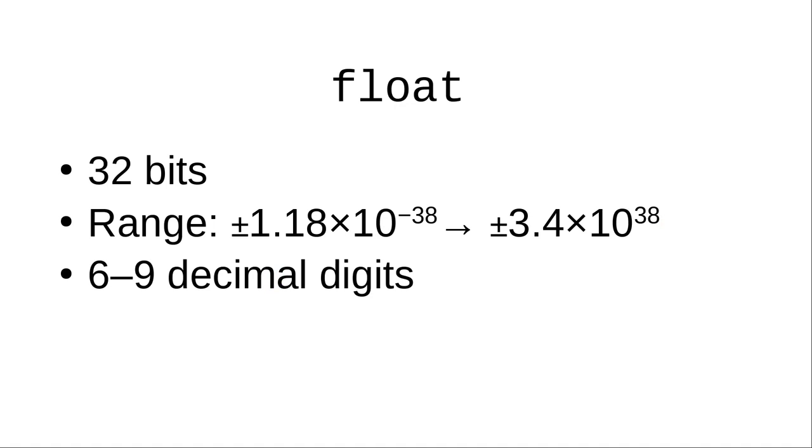In many programming languages, the float data type specifically means a representation that takes up 32 bits, can represent numbers from 10 to the minus 38 to 10 to the 38th power, and is accurate from 6 to 9 digits.